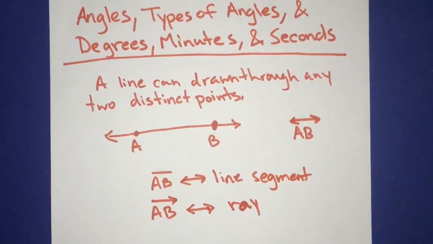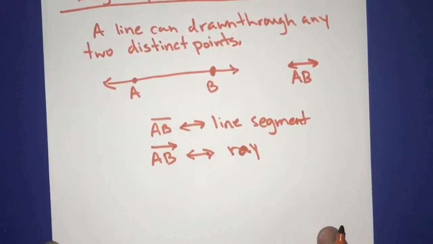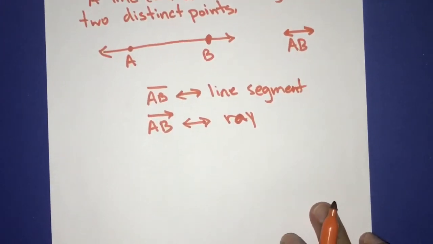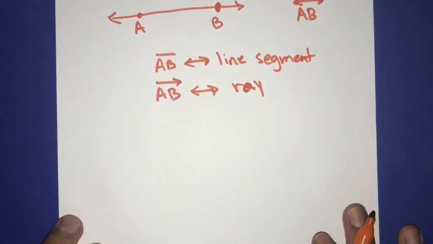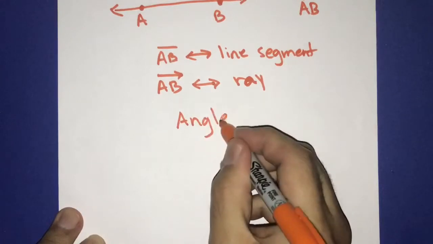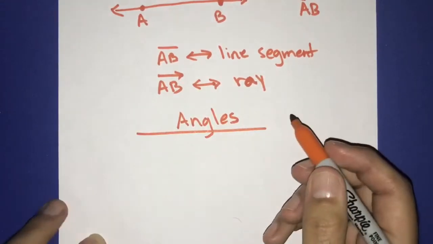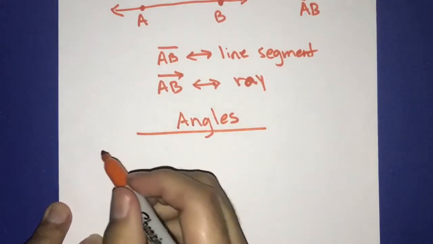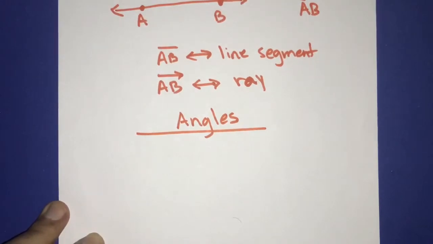So with this in mind, let's go ahead and take a look at angles. And we're going to be using this idea. Okay. So an angle can be created by rotating a ray around its endpoint. The initial position of the ray is called the initial side.